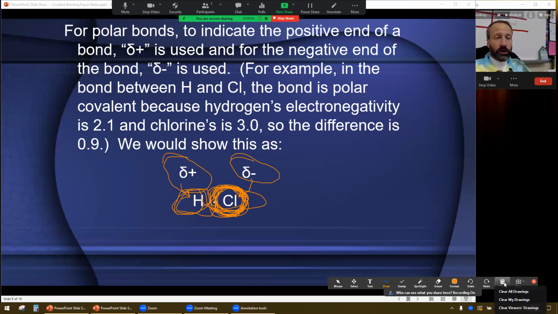Okay. So be sure you've written down the symbols and HCl as an example of what it means to be polar. You might even make note that this was a 2.1 and this was a 3.0. So the difference of 0.9 is how I knew it was polar. And the bigger number of 3 is how I know chlorine's the partial negative end because it's going to get the negative electrons more of the time.